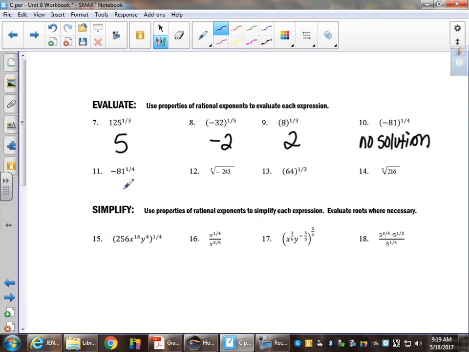Good. Is it the 4th root of -81? It's the 4th root of a positive 81. Negatives on the outside. So my answer is -3. 12. Let's just go for answers. We'll practice language with our notes. -3. 13. Careful. 3rd root of 64.